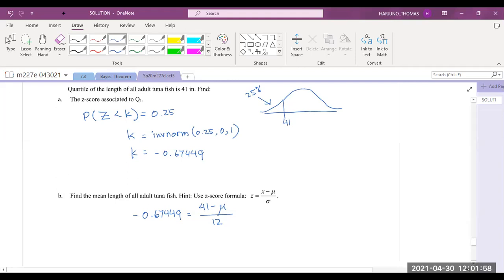Now anyway, this will then be 12 times negative 0.67449 equals 41 minus mu.